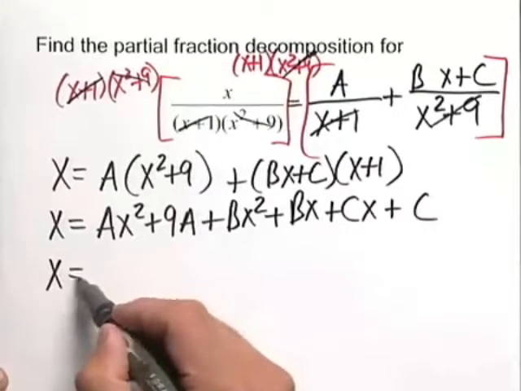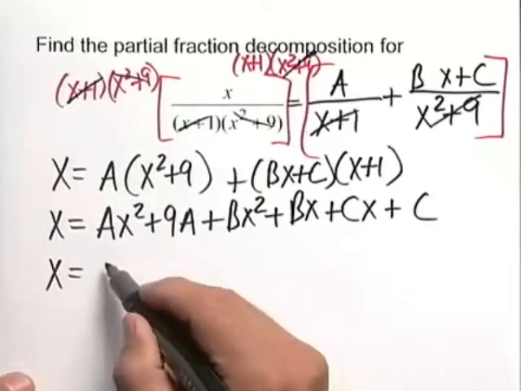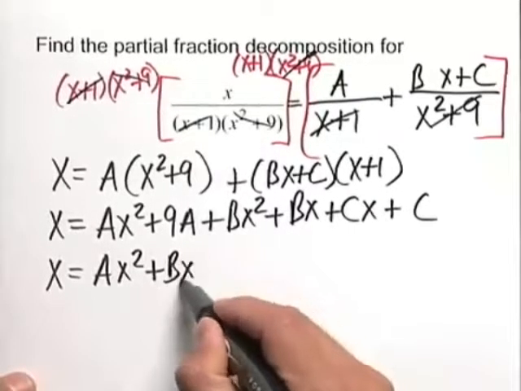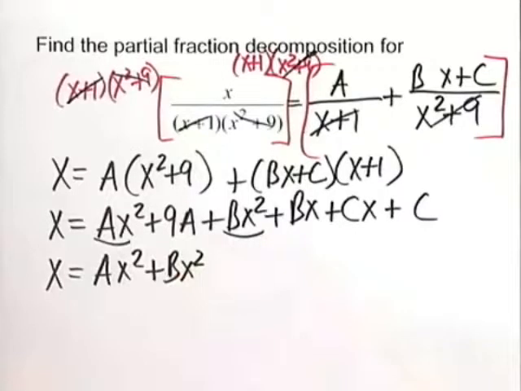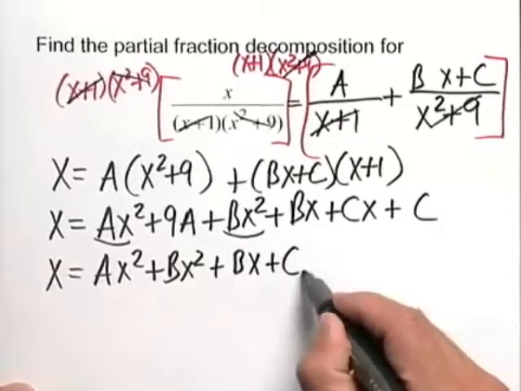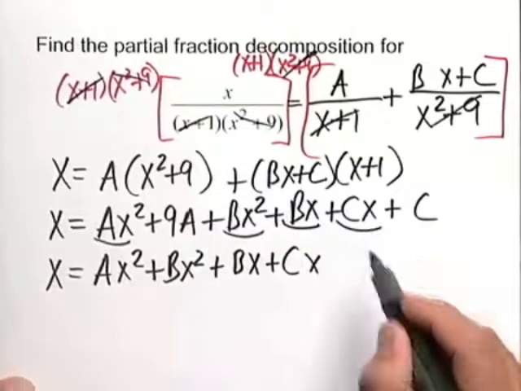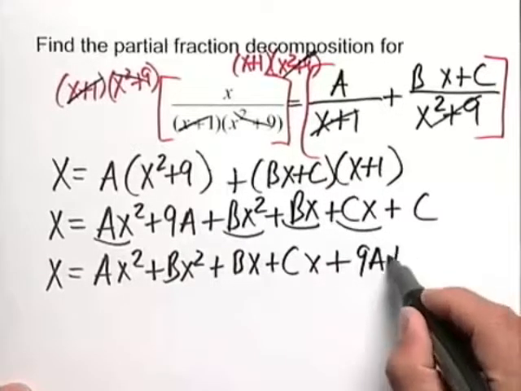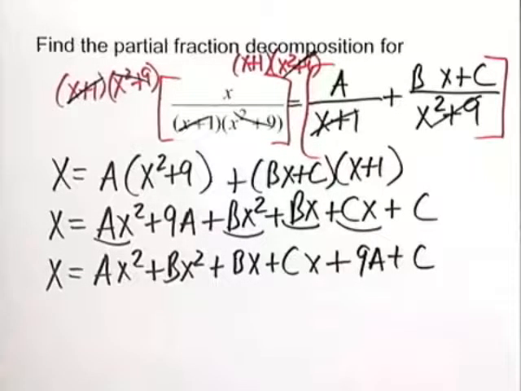I'm going to leave the x, believe it or not, on the left, but in terms of the x squared, we have Ax squared plus Bx squared. I'll mark those. Let's look at our x terms now. We have A plus Bx plus Cx term here. And finally our constants, plus 9A plus C. And the reason I want to leave this x on here is so we have a frame of reference. Note that on the left we have no x squared terms.